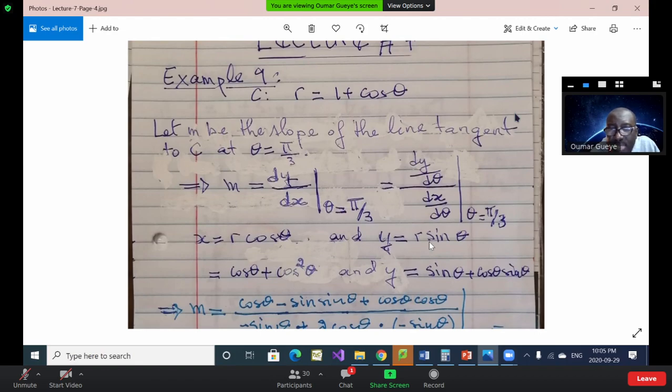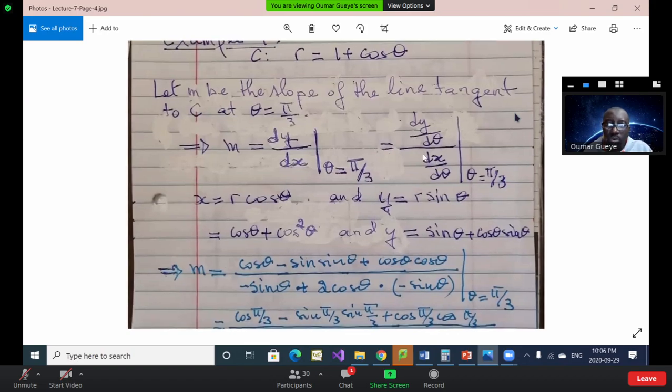And we repeat the same technique here, replacing r by its value and multiplying with sine. So we'll get sine theta times 1, which is sine theta. And here sine theta times cosine theta gives us the second term. So now we're ready to calculate the derivative because we know how x and y depend on theta.